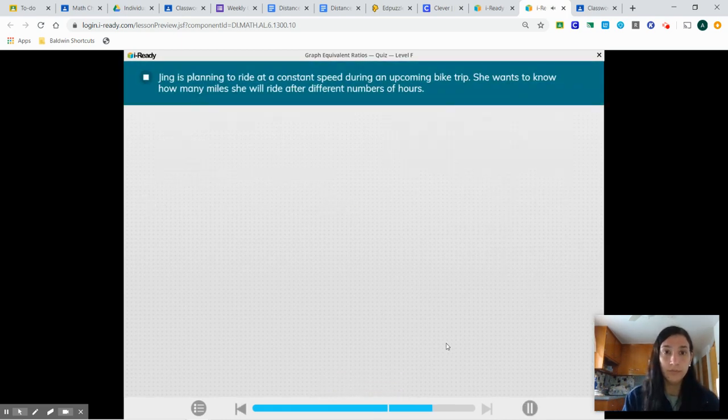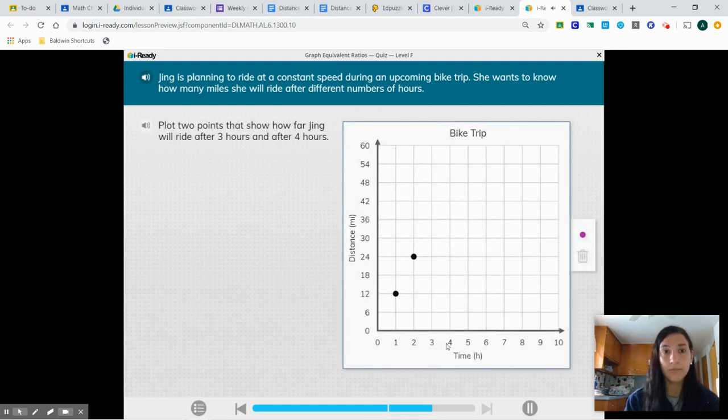Jing is planning to ride at a constant speed during an upcoming bike trip. She wants to know how many miles she will ride after different numbers of hours. Plot 2 points that show how far Jing will ride after 3 hours and after 4 hours. So here we see she's going 12 miles per hour. So that means we're going to multiply 3 by 12. So 3 times 12 will give us 36. So our point will be 3, 36. Then we'll also need to do 4 times 12, which will be 48. So we'll need to do 4, 48.